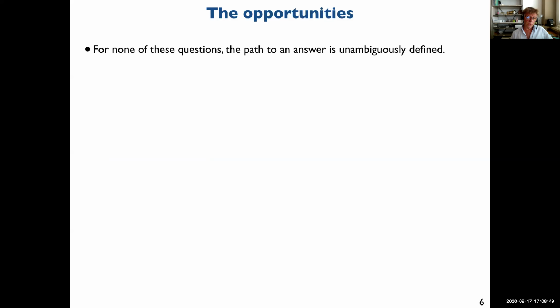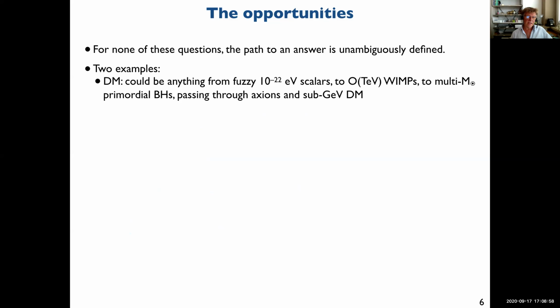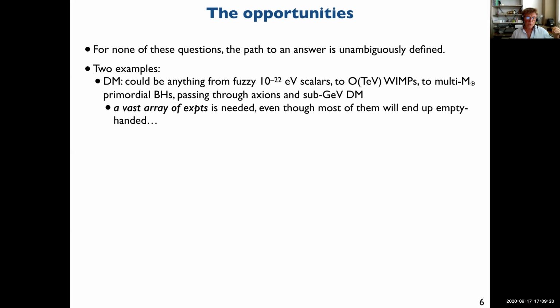But what are the opportunities? Now, the point is that for none of these questions, the path to an answer is unambiguously defined. For example, let us take dark matter. Dark matter can be anything between very light fuzzy scalars at 10 to the minus 20 electron volts, all the way up to multi-solar masses, primordial black holes, going through WIMPs at the TeV scale, or axions or sub-GeV dark matter. So that means that we cannot imagine just one single experiment that covers all.